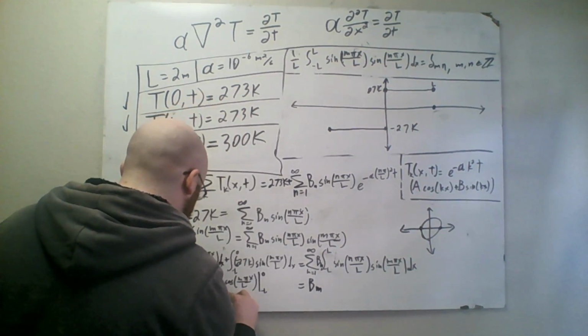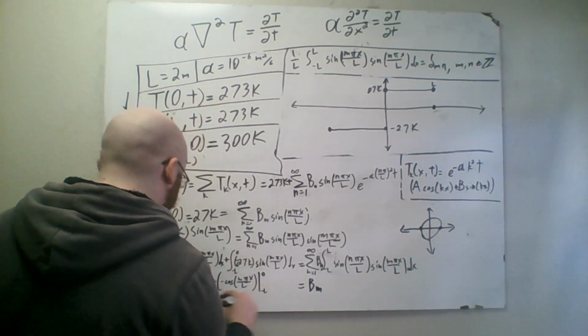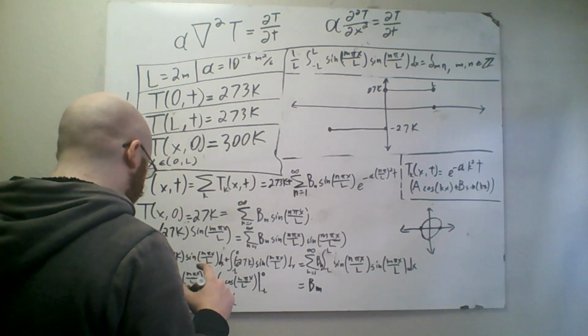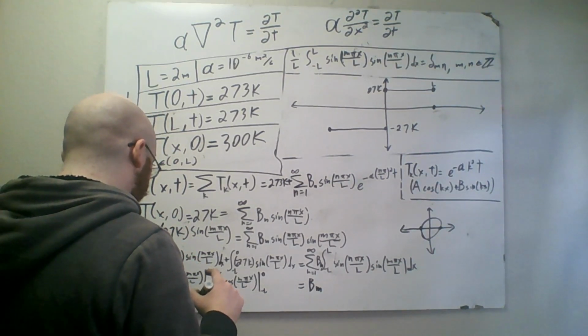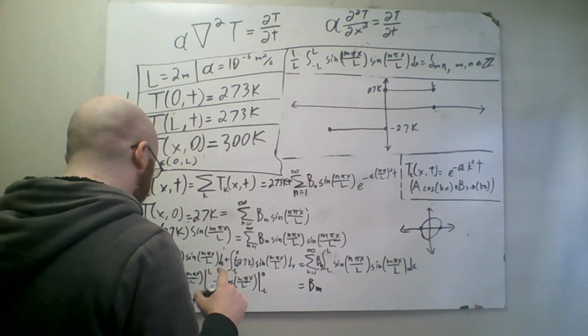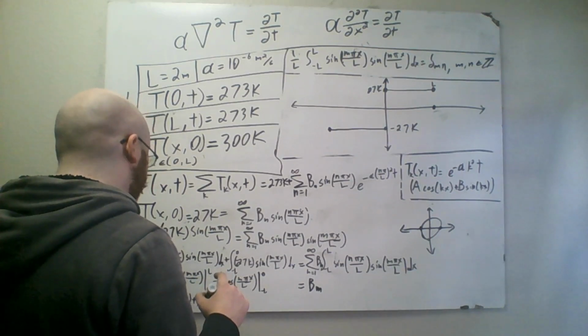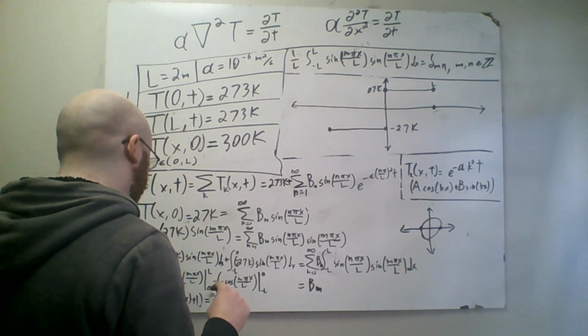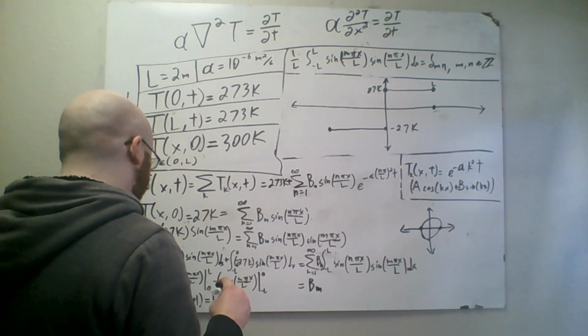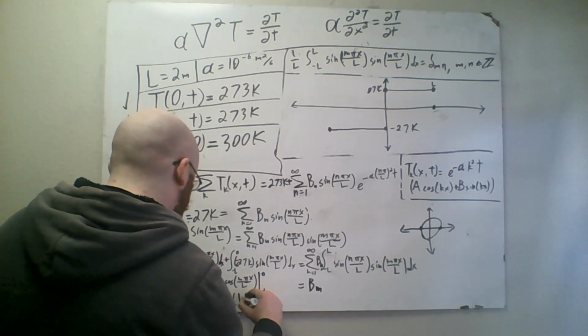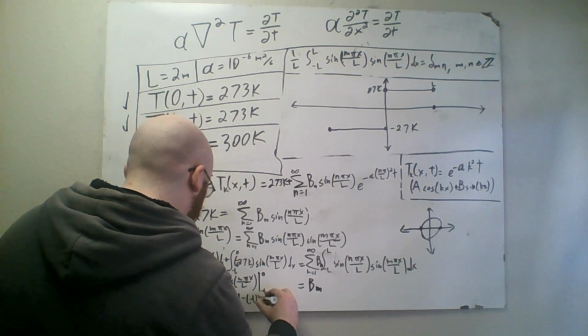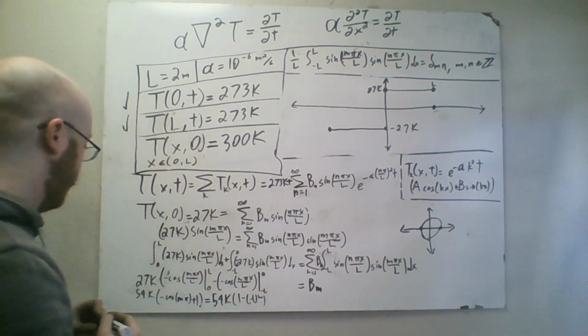So this ends up becoming 54 over m pi times, in this case, negative cosine. So if we plug in 0 first for m, right, then this becomes negative cosine pi. So I'll write this as 1 minus negative 2. Right.